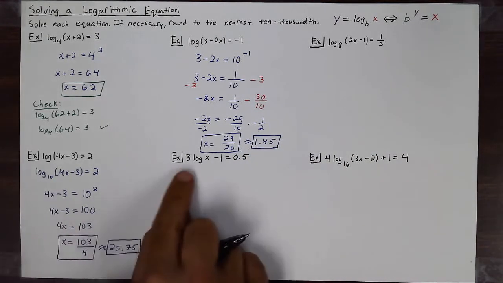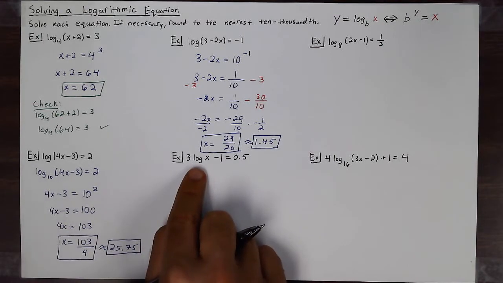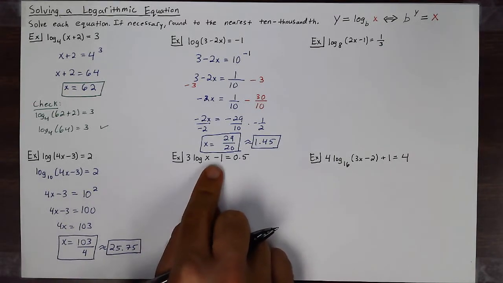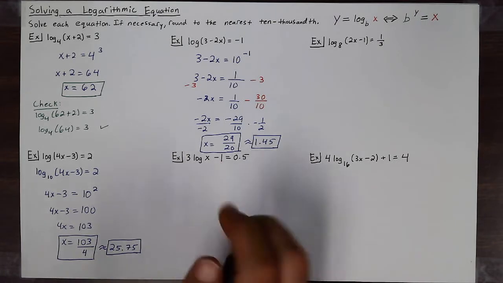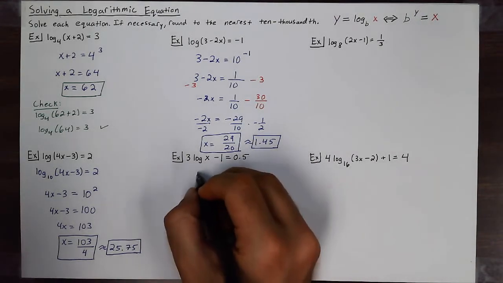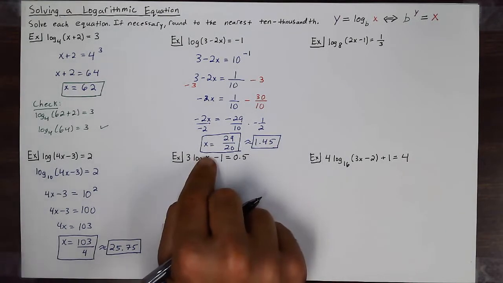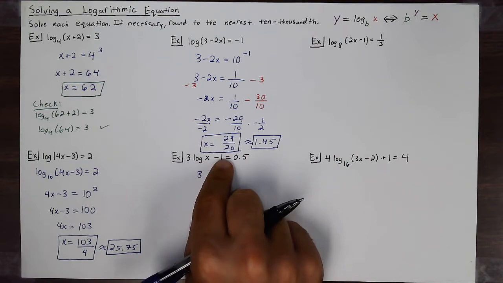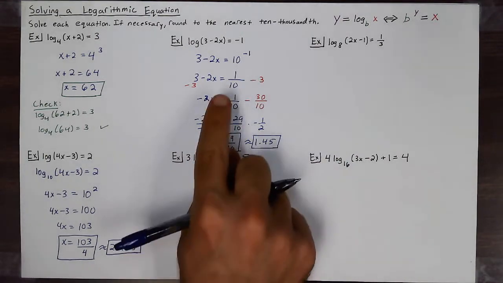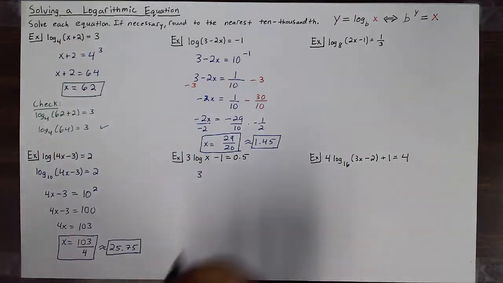Now we have 3 log x minus 1 is equal to 0.5. So what I can do first is add 1, because you want to get the log by itself before you switch its form. While it has all these coefficients and additional numbers, you won't be able to switch forms as easily as we have in the previous 3 examples.